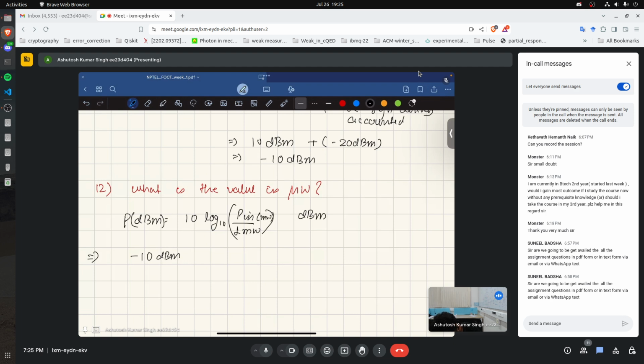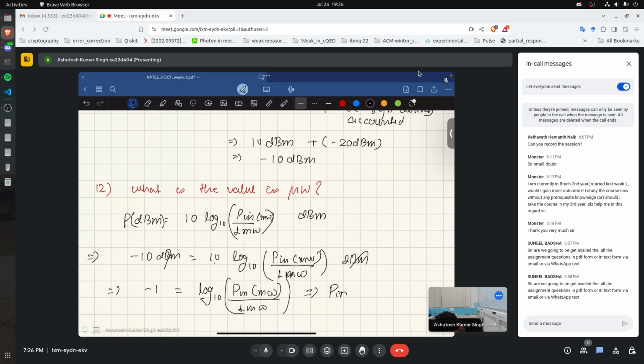and this is milliwatts is 10 log 10 P in milliwatts divided by 1 milliwatt. dBm goes away. This minus 10 becomes minus 1 is equal to log 10 P in milliwatts by 1 milliwatt. This just means P in is equal to 10 raised to the power minus 1 milliwatts. Now you can take this and convert it back into microwatts and you'll have your answer.